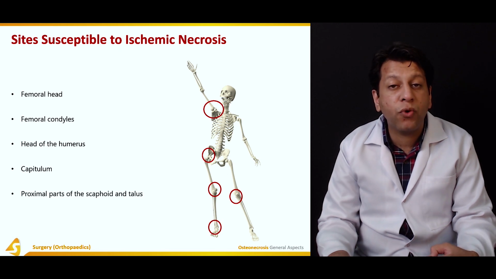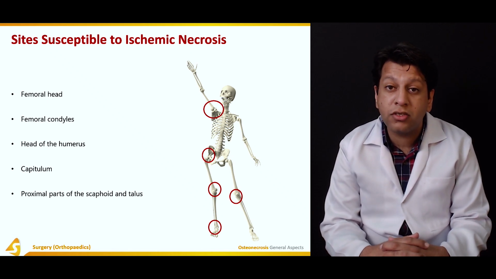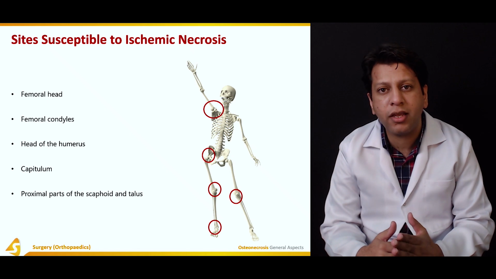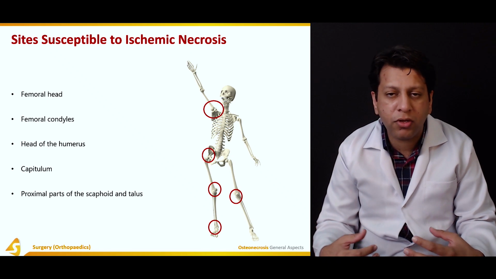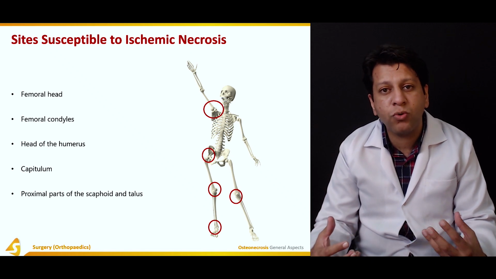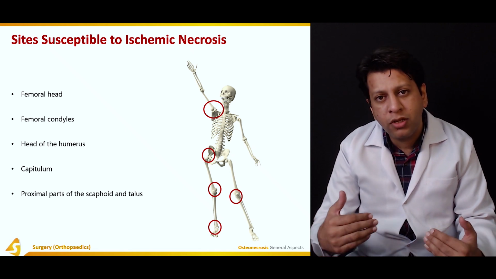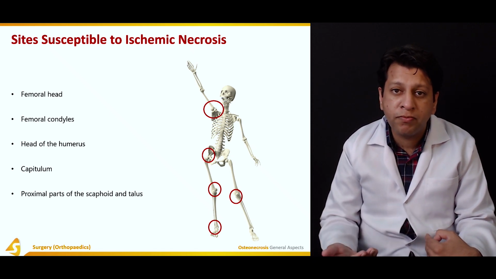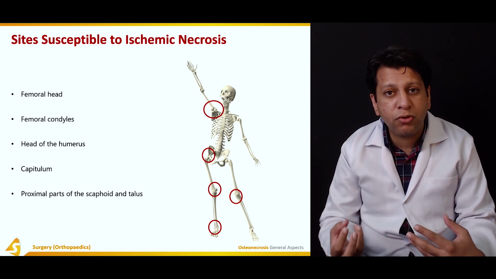Then the proximal parts of the scaphoid and talus. That is important. Now, talus: in case of a fractured neck of talus, the vessels go through the initial proximal part into the neck and then to the head of the talus. The head of the talus becomes necrotic because the blood supply is being cut off. Similarly, the scaphoid has a proximal pole, a waist, and a distal pole. The blood supply comes from the distal pole towards the watershed area, that is the waist, and then to the proximal pole. If there is a fracture of the waist, or a fracture of the distal pole which results in cutting of the blood supply, usually the proximal pole becomes necrotic.